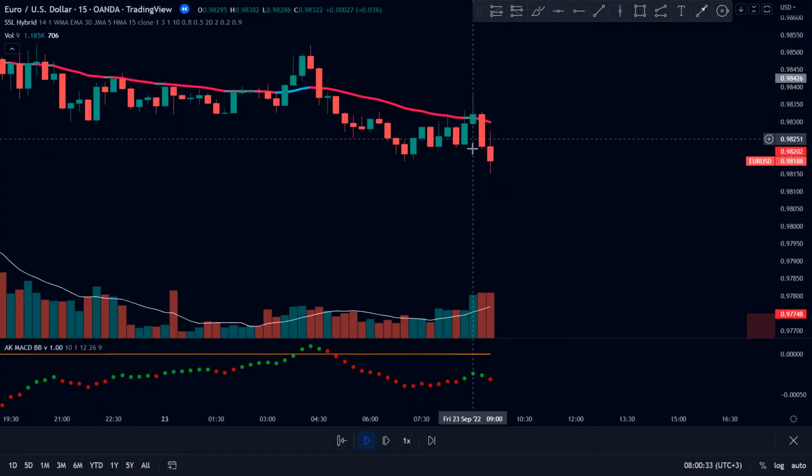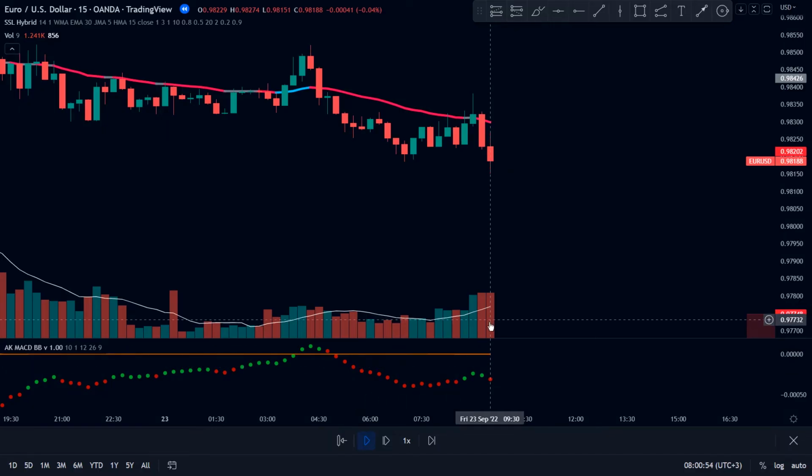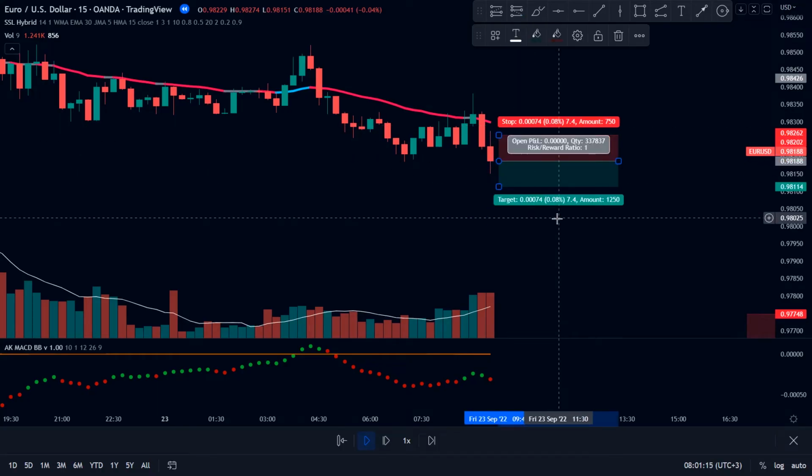The third condition is to wait until the dots of this improved MACD change color from green to red while still being below the zero line. Lastly, we make sure that the volume bar of the volume indicator is above the moving average. All these conditions are met on this candle, so we enter a short trade.